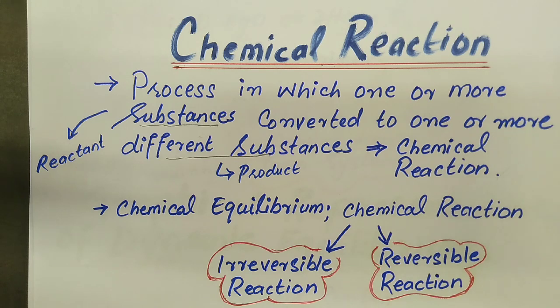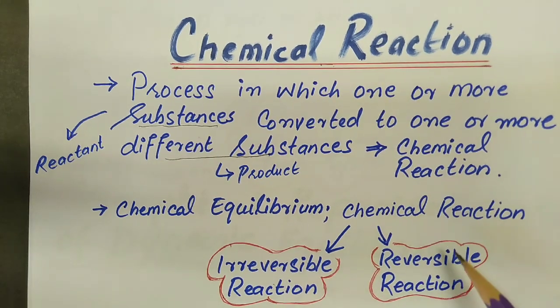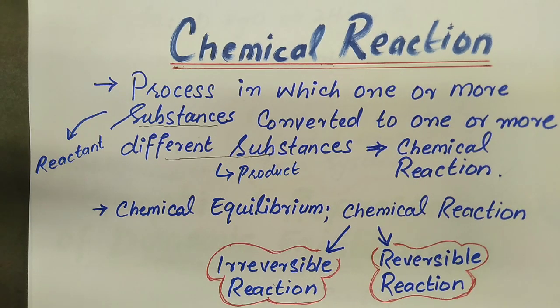For example, there are different kinds of examples you have already studied in your syllabus. That is, zinc reacts with hydrochloric acid to convert into zinc chloride and liberates hydrogen gas. Okay, let's move ahead. Under the umbrella of chemical equilibrium, chemical reactions can be categorized into two main types, that is irreversible reaction and reversible reaction. We'll dwell upon them one by one.